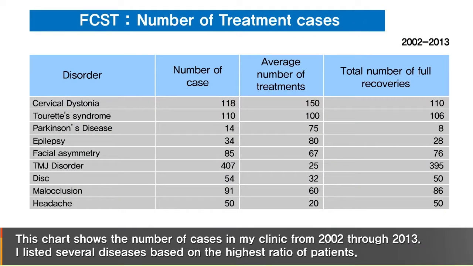This chart shows the number of cases in my clinic from 2002 through 2013. I listed several diseases based on the highest ratio of patients.